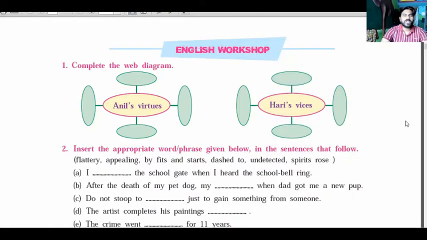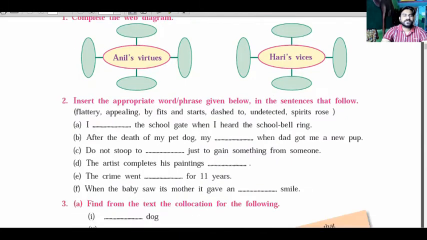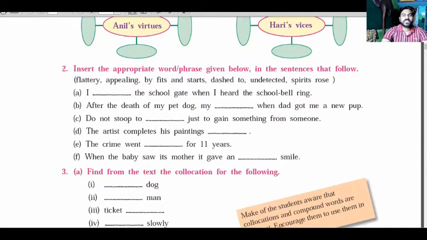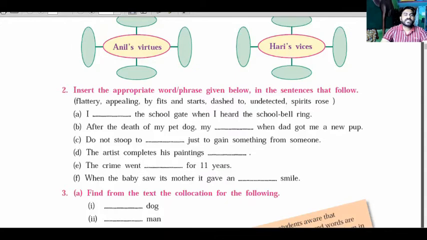You solve this also, write it in your notebook so you can understand it very well. Then the next question: insert the appropriate word or phrase given below in the sentences that follow. Here are some words and phrases, A, B, C, D, E, F, and in the blank space we have to put the words or phrase.